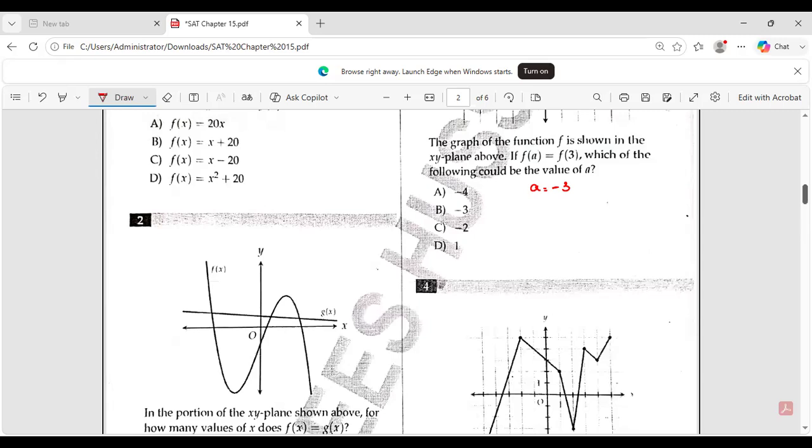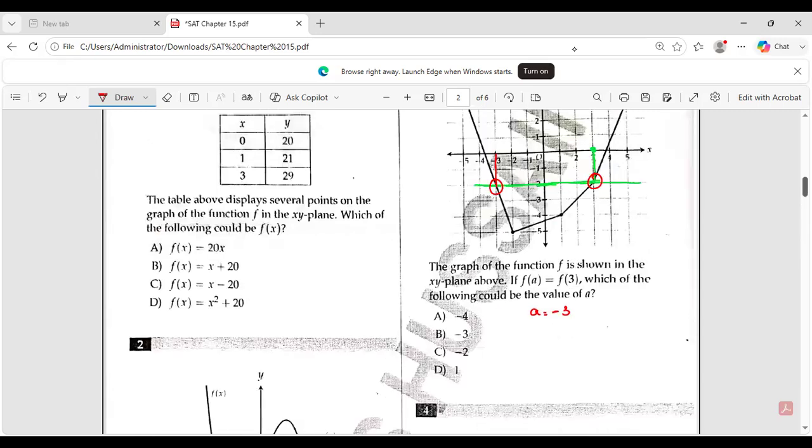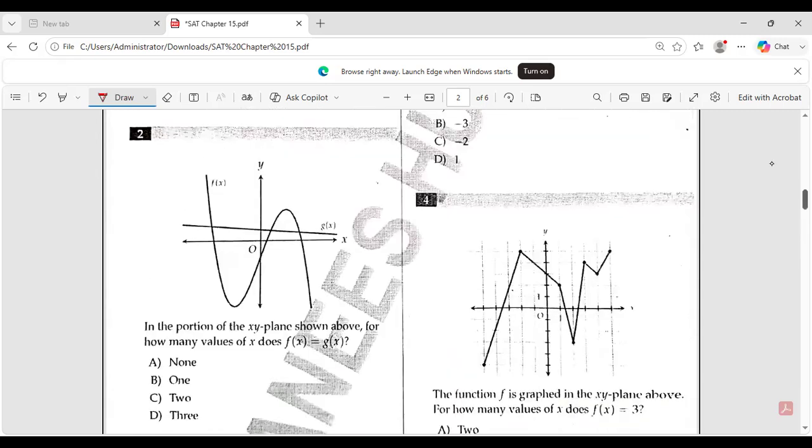Okay. So let's try to solve them on my screen. Now for question number 2. In the portion of the xy plane shown above, for how many values of x does f(x) equal g(x)? हाँ भाई, f(x) और g(x) कब कब सेम है? Answer is 3.